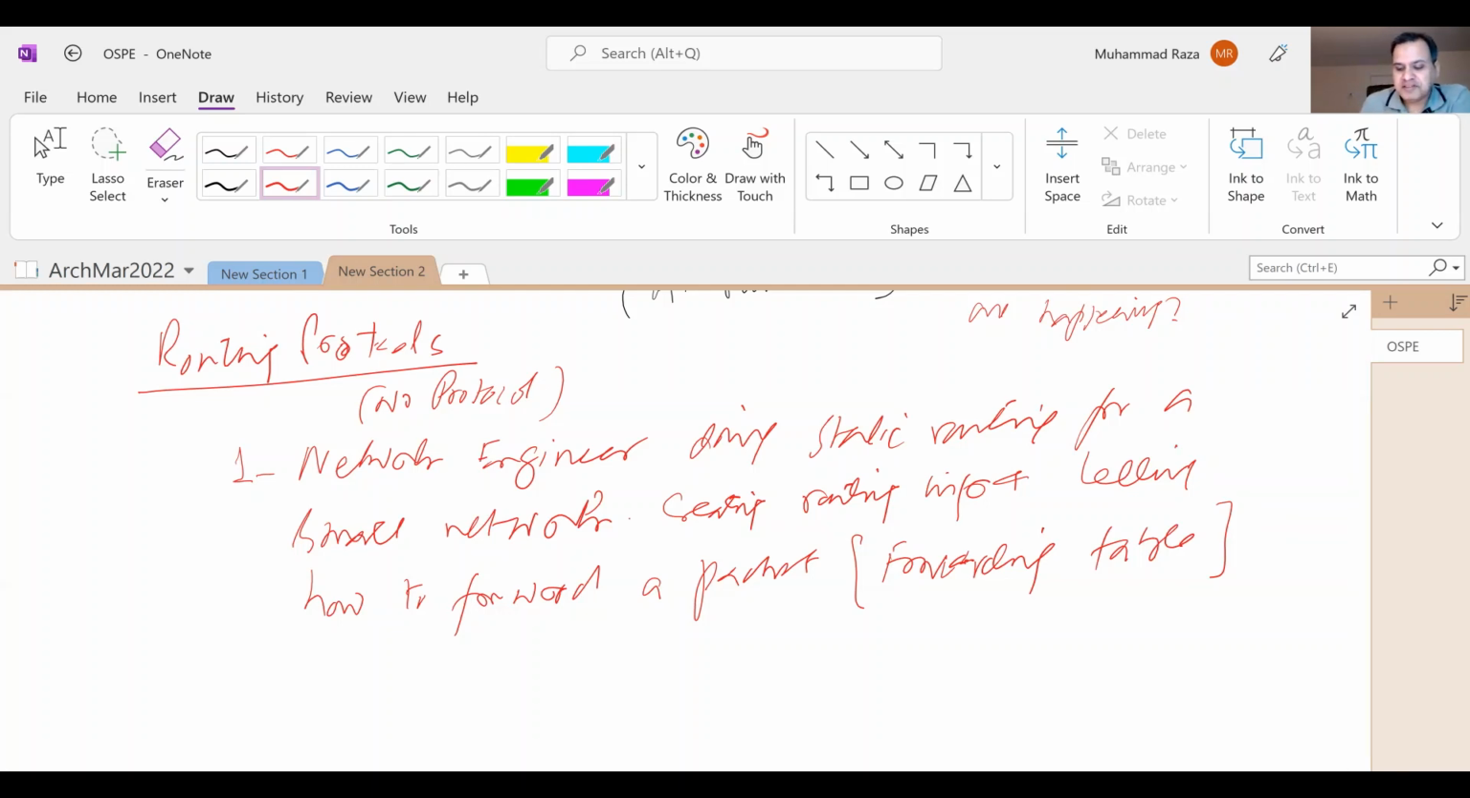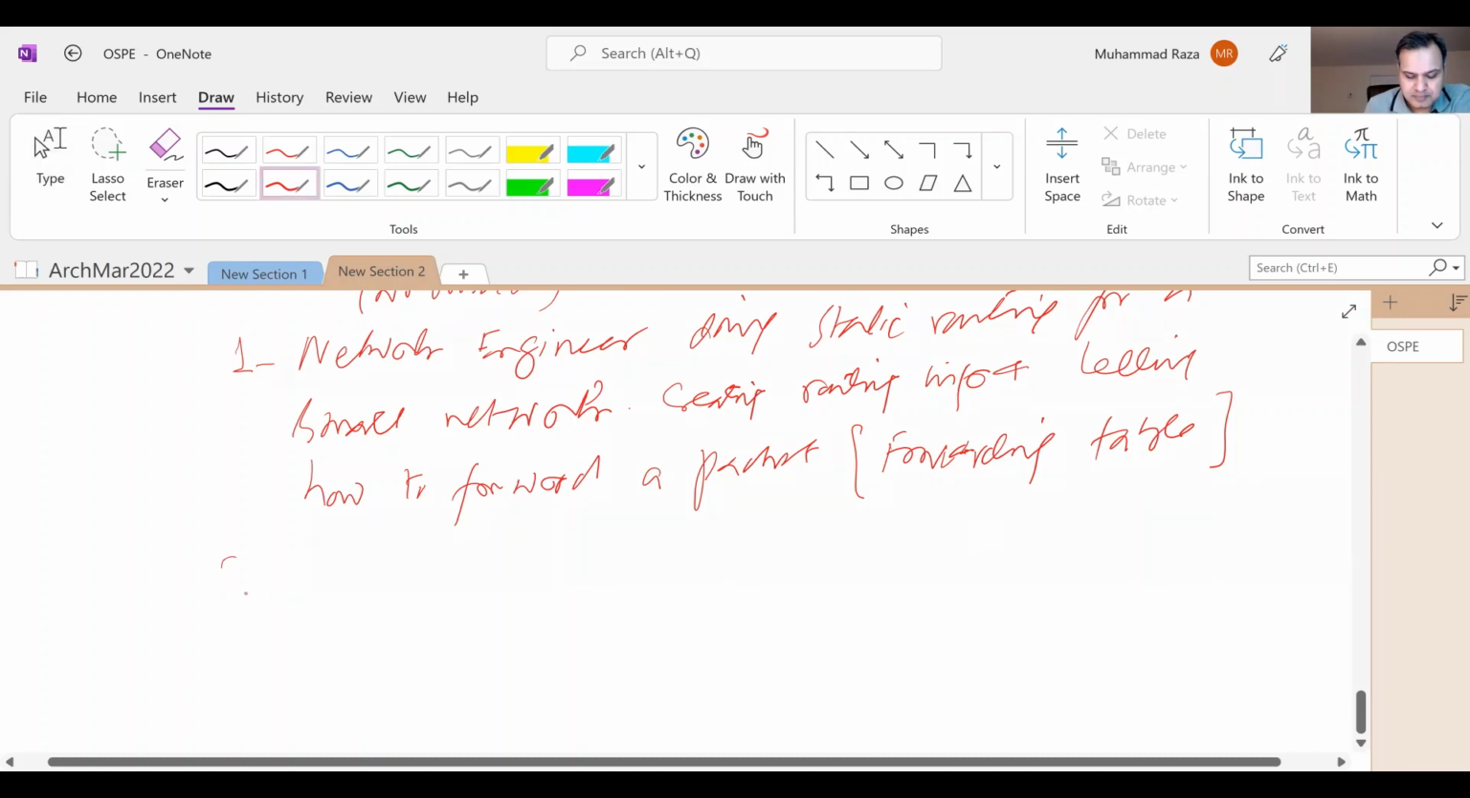The same job is done by RIP or OSPF in dynamic routing, or other players: EIGRP, BGP or ISIS.